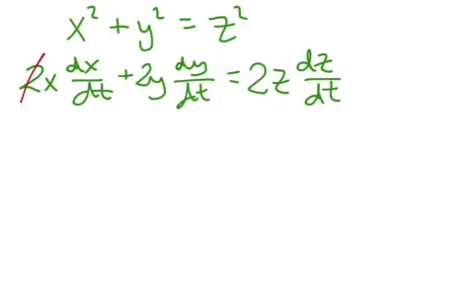And of course, I'm going to cross out all these 2's because the common factor we can divide out by, and we don't need them. They're unnecessary now. So we're looking for dz/dt. This is what we're trying to find, and we know x, we know dx/dt, we know y, we know dy/dt. So the only thing we don't know necessarily yet is z.